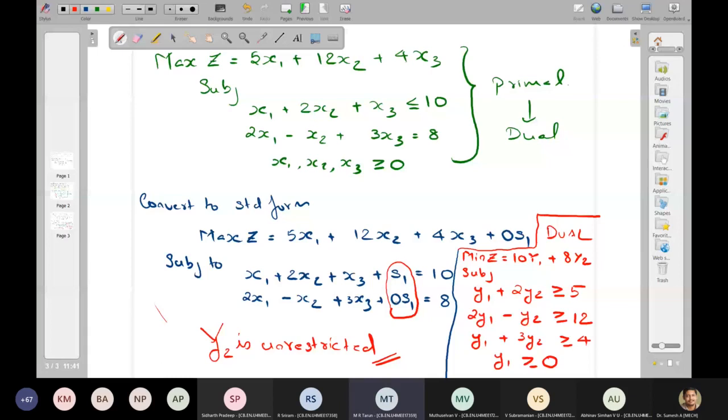Okay, sir. What if in the place of s1 we put s2, will we get the same result? Yes, even if you put s2, you will get the same result. Okay, sir.